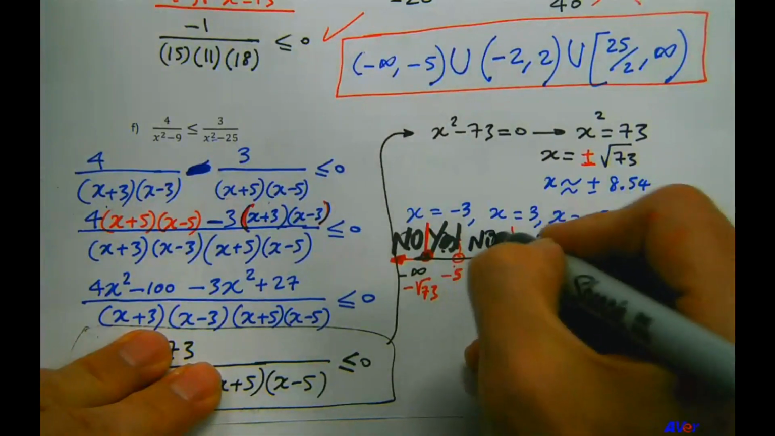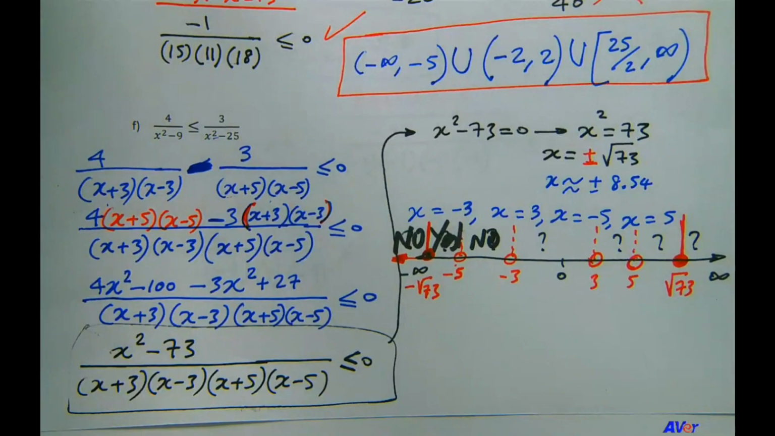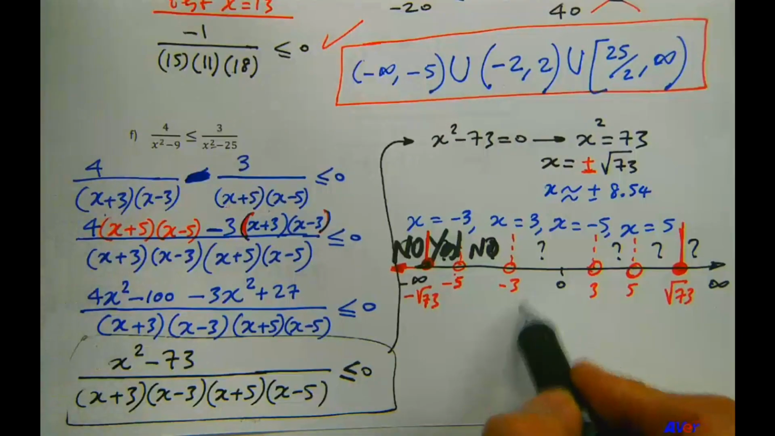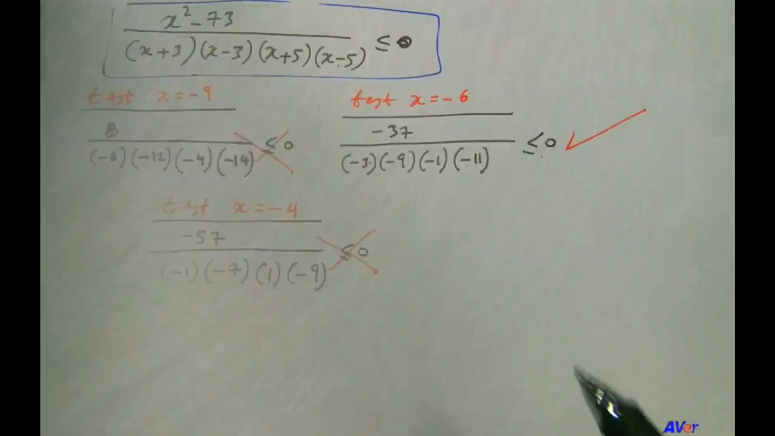So no. Okay, let's pick an easy number in this region from negative 3 to 3, which would be 0, right? That's the easiest number.